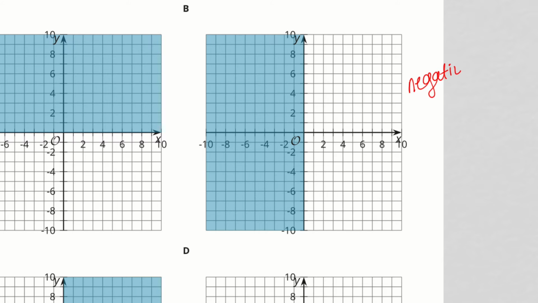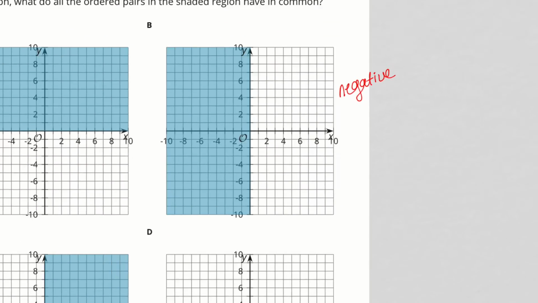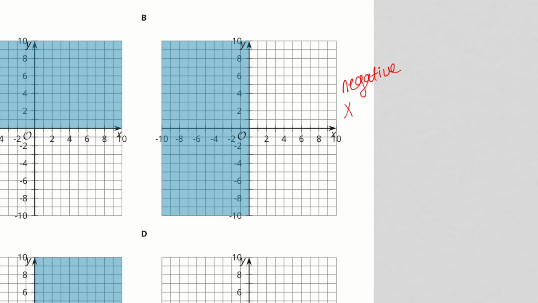Negative. How did I word that? I did say y values. Negative x values. Or we could say x coordinates.